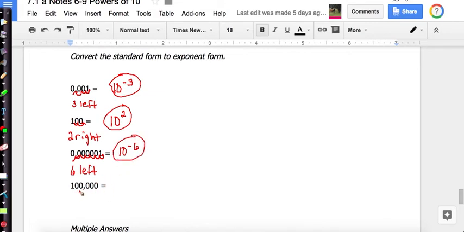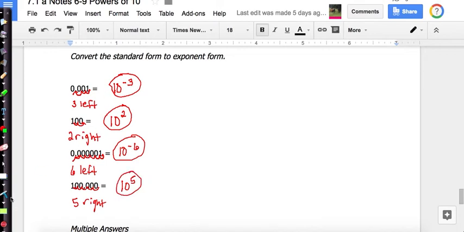And the last one, what number should we always start with? 1, so we're going to put our pencil here. So 1, 2, 3, 4, 5. And we went 5 to the right, so what exponent should it be? Good, positive 5, so 10 to the positive 5th.